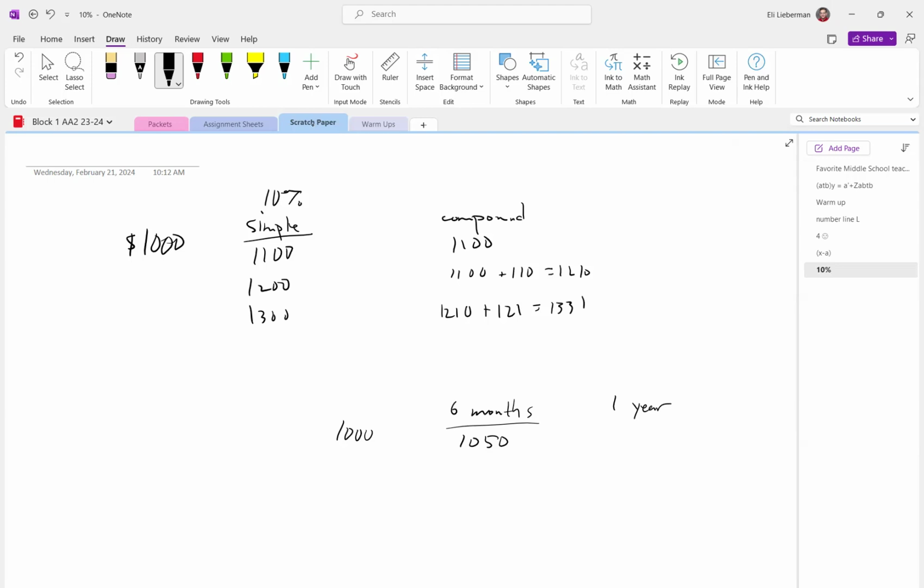Could you discuss with a neighbor how to do this without a calculator? How could you get 5% of this? Okay, so who can help me? I don't want to use my calculator. How do I get 5%? Chop the 0 off, divide by 2. Are you good with that? Get 10% divided by 2.